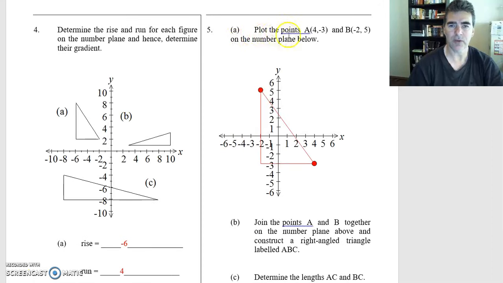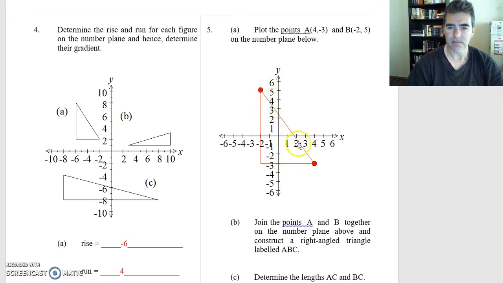For question 5, we need to plot the point 4, negative 3. So go across 4, down to negative 3, plot that point, and I should be labeling that A, but for some reason my program won't let me do that today. Then the next point, go across -2 up 5. There's my point B, so I should be labeling that B.